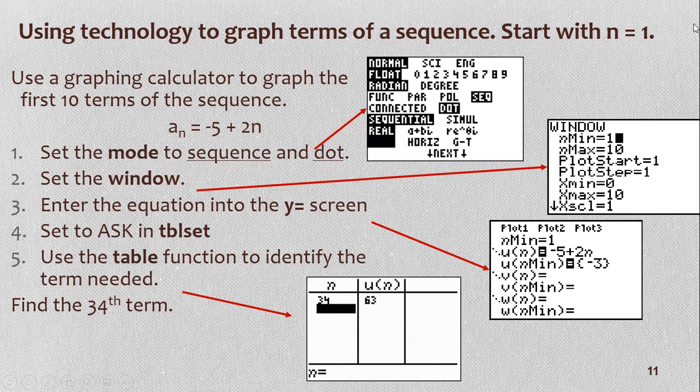Then go to the window. It's going to look a little bit different than when we did function. So now it's going to ask you for your minimum n, which is going to be 1. And we'll say maximum n is 10, and then my plot starts at 1 and it steps 1, and so on.